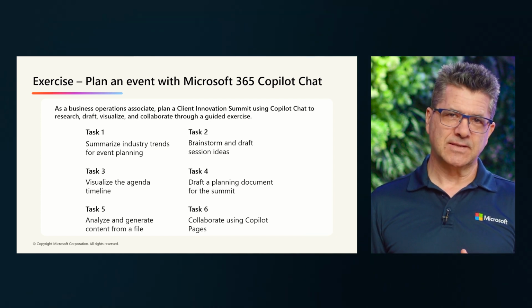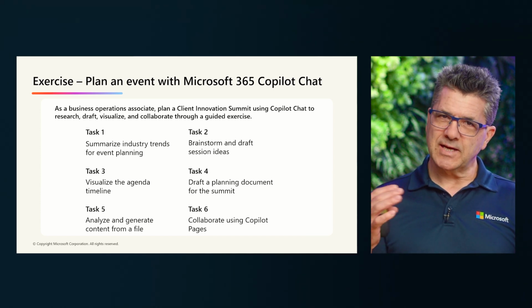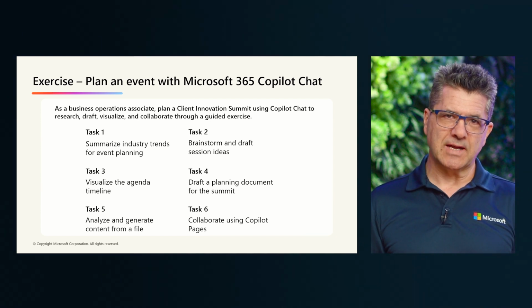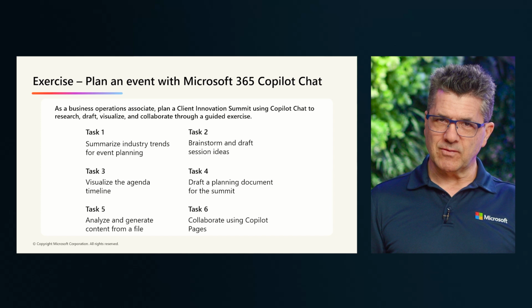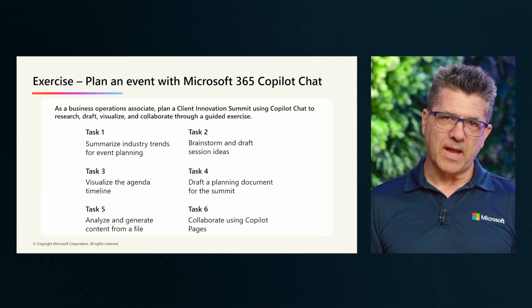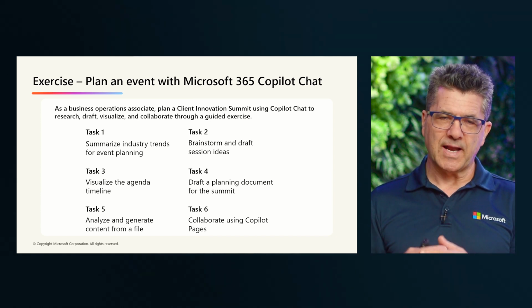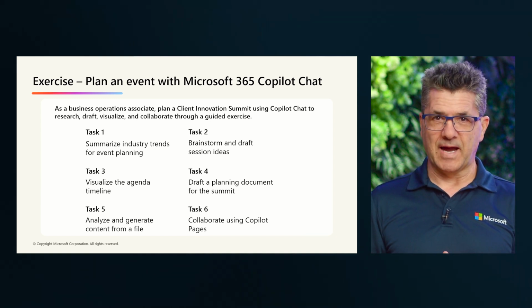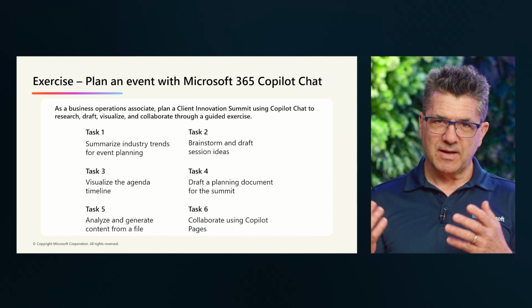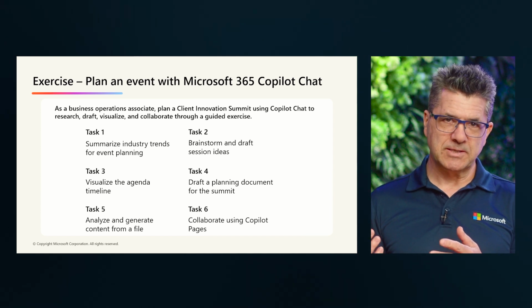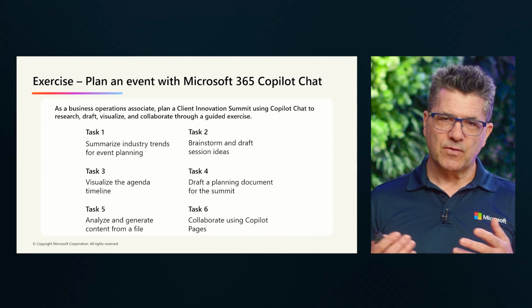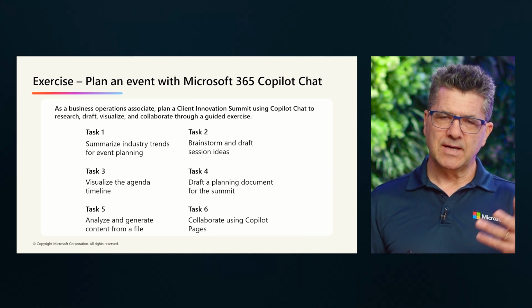In this exercise, which is also available in GitHub, you are going to have a few tasks to experience everything we did. First, you are going to summarize an industry trend by leveraging Copilot grounded on the web. Then you are going to brainstorm or draft an idea in session. You are going to visualize the agenda and timeline. Then you are going to draft a plan, a document for a summit. And finally, you are going to analyze and generate content from a file. Simply select a file and begin to do that.